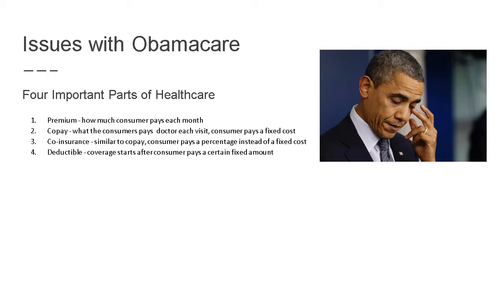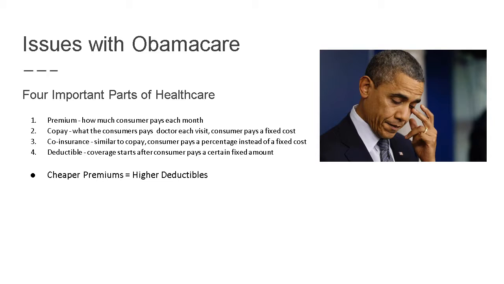Finally is the deductible. The deductible is where the coverage starts after the consumer pays a certain price. For example, the consumer would have to spend $200 on healthcare before the insurer started picking up costs for that year. It is important to understand that cheaper premiums lead to higher deductibles, and an affordable program has low deductibles.